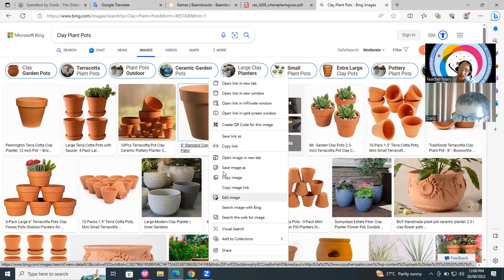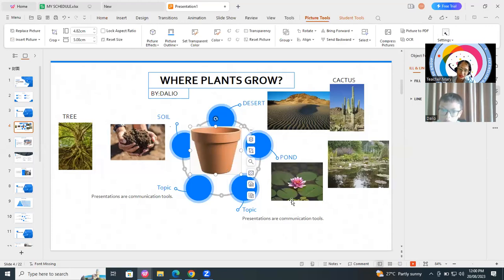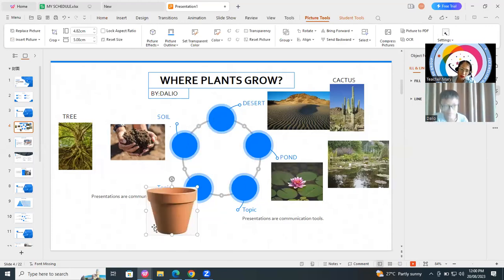Can you say it? Clay pot. Clay pot. Yep, this is made of clay. Do you know clay, Dalio? Do you understand the word clay? Okay, great. Yeah. Okay, now we've got here your pots.